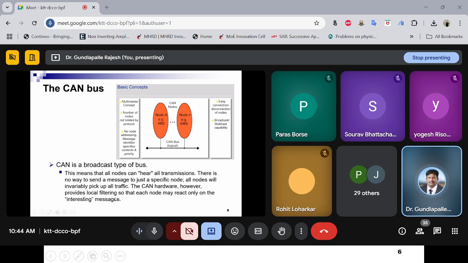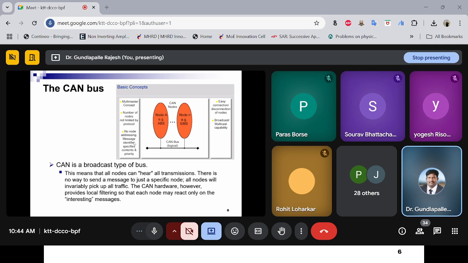Okay, so this is a broadcast type. All the nodes can know that there is some data transmission, and all the nodes invariably pick up all the traffic. However, whichever is interested, only that will pick up the information. So we say that it is a multi-master concept. At the same time, the number of nodes is not limited by the protocol. There is no limitation for the number of nodes, meaning the receivers.